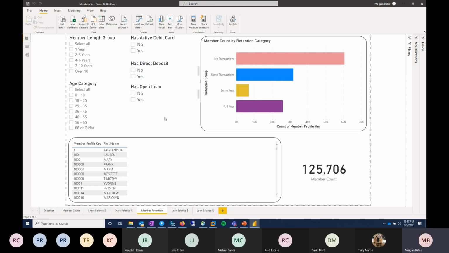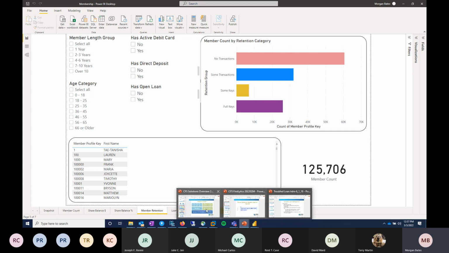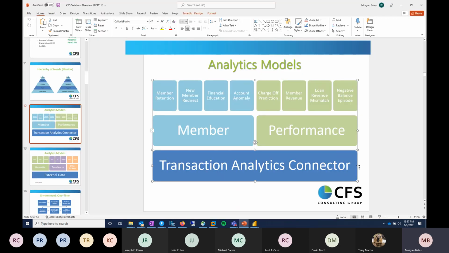It's too late. And so what we figured out is that we were actually looking at the wrong side of the problem. What we needed to be doing was looking at member retention. Is there something about members who stayed for 5, 10, 15, 20, 25 years? Is there something different about them? And it turns out there is, and it's in their transactional records. We talked about earlier how the transaction analytics connector underpins everything, mainly because there's just so much good information in there.